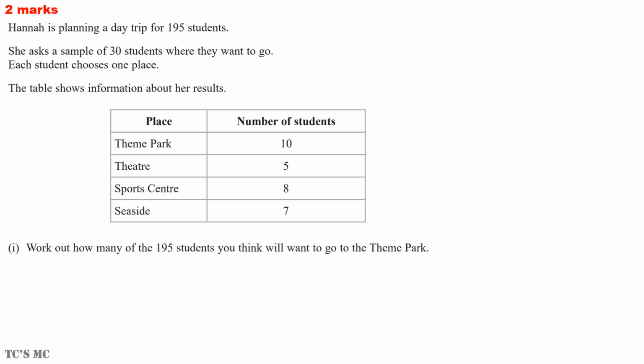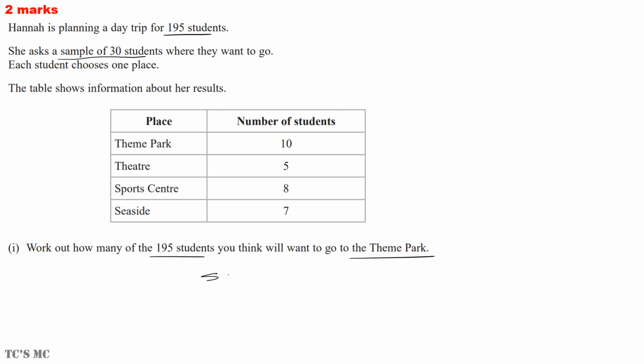Hannah is planning a day trip for 195 students. She asks a sample of 30 students where they want to go. Each student chooses one place. The table shows information about her results. Work out how many of the 195 students you think will want to go to the theme park.